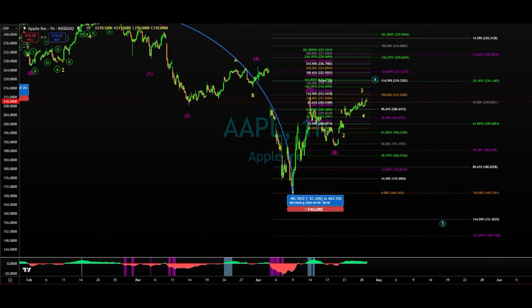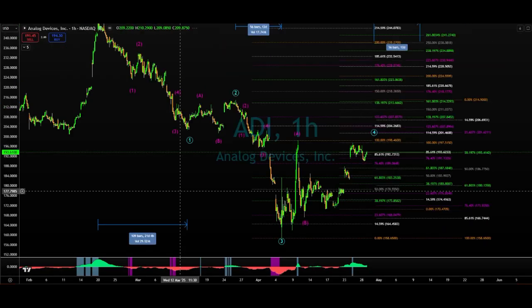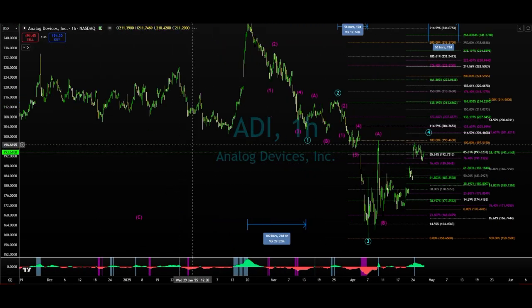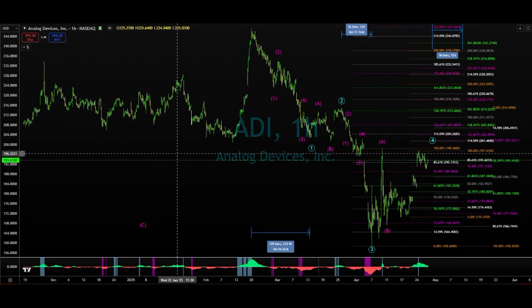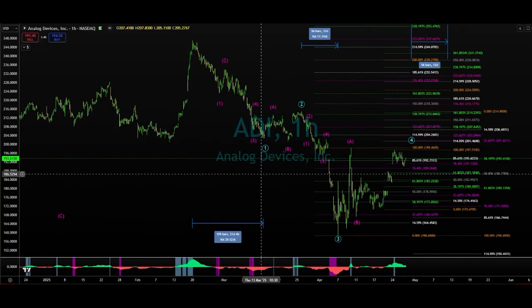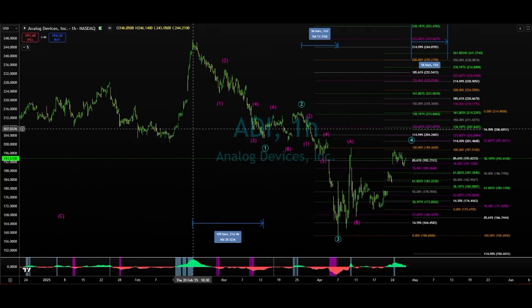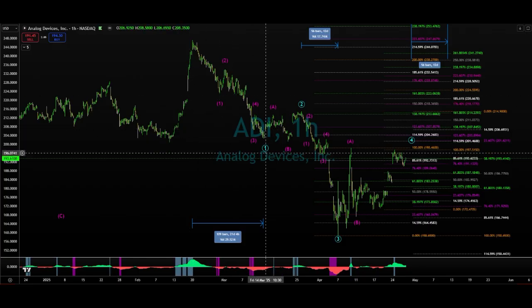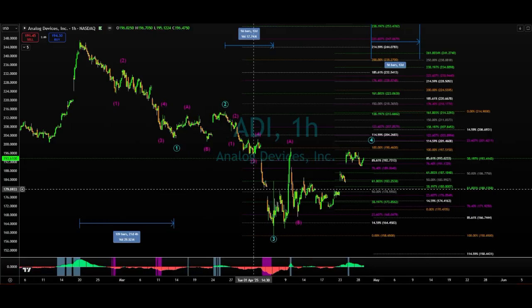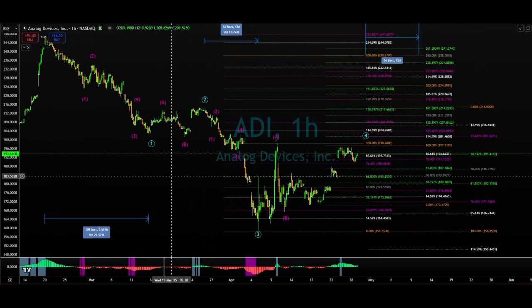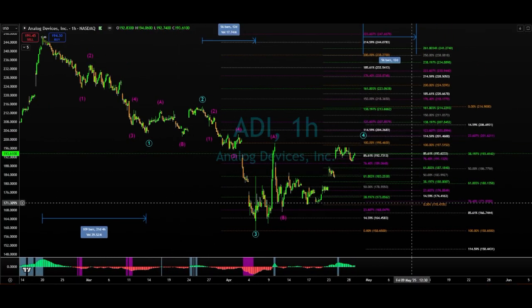I am now going to move on to my next symbol, and we'll go to Analog Devices, ADI. And I've already got my waves plotted out here. This topped with the market back around 19 February. In this case, it was 20 February. I've got my primary waves of 1, 2, 3, and 4, my blue circles. And then I've plotted out what wave 4 has done so far.